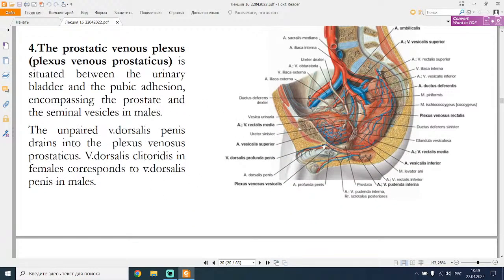Next, the prostatic veins. The plexus venosus prostaticus is situated between the urinary bladder and the pubic symphysis, encompassing the prostate and seminal vesicle in males. The vena dorsalis penis drains into the plexus venosus prostaticus. Vena dorsalis clitoridis in females corresponds to vena dorsalis penis in males.